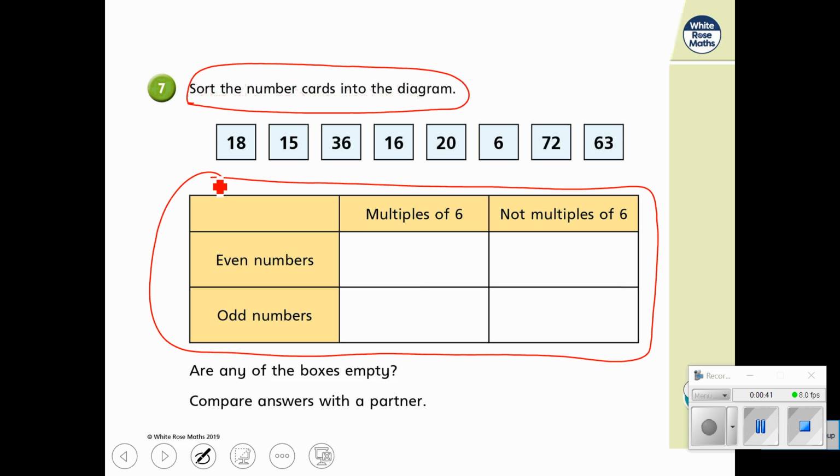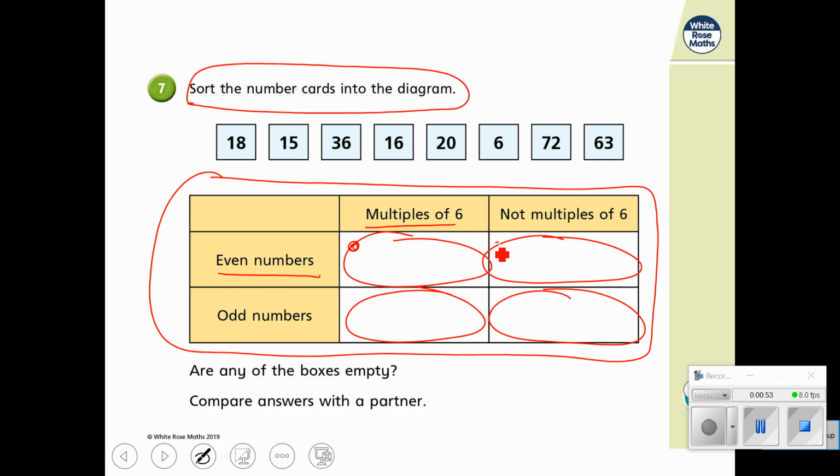As you can see in the diagram, we have got some boxes that we have to complete in the middle. In this box, we will have numbers that are even and multiples of 6. In this box here, we will have numbers that are even but are not multiples of 6. In this box here, we will have odd numbers, which are multiples of 6. And in this box here, we will have odd numbers that are not multiples of 6. Basically, what we've got to do is go through one number at a time.